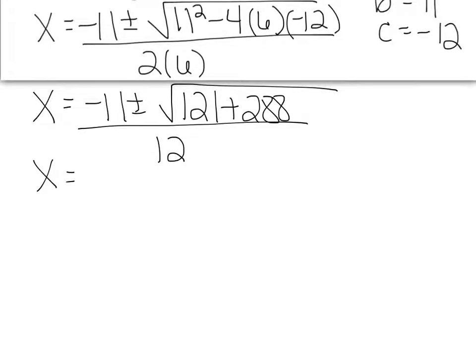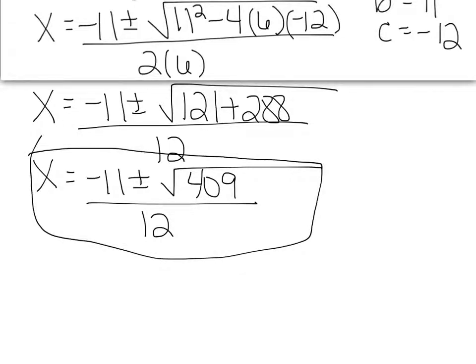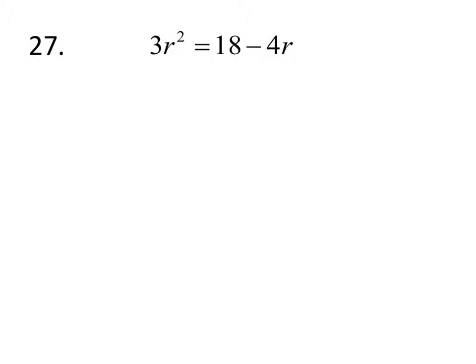Okay, clean it up a little bit more. 121 plus 288 is 409 over 12. I'm trying to see if anything, I don't think 409 can be reduced at all, so that's actually our answer. Okay, 27. Same situation. Move everything to one side so we can set it equal to 0, because obviously we're going to have to factor.